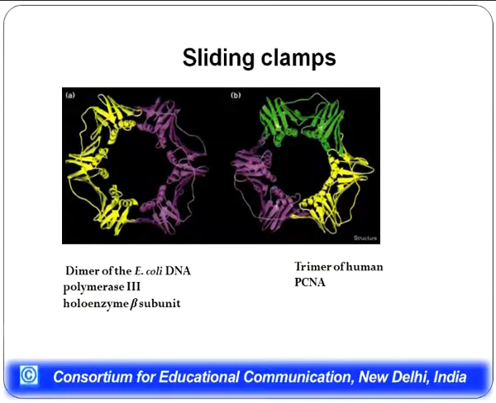Now I come to the last and one of the most important proteins in the series of proteins I have been discussing, and that is the sliding clamp protein. The sliding clamp protein is essential for enhancing the processivity of the DNA polymerase. It is basically a hexameric structure. In prokaryotes, it is formed by a dimer of three proteins, whereas in eukaryotes, it is formed by a trimer of 2 proteins. In prokaryotes, it is known as sliding clamp protein beta, whereas in eukaryotes, it is known as PCNA protein.